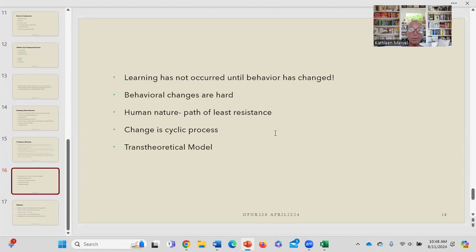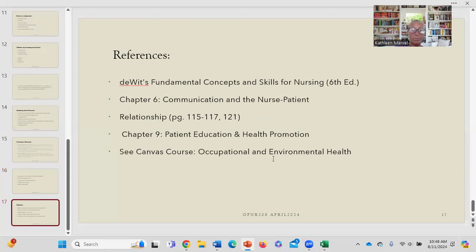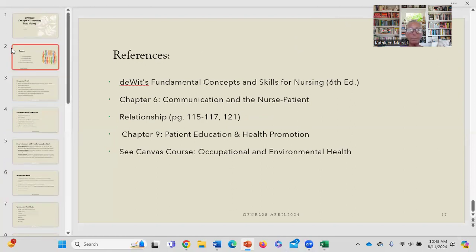And some important tips about education. Learning really has not occurred until the behaviors changed. We know the behavior changes are hard. We, as humans, like to take the path of least resistance. Change is a cyclic process. It's hard to change behavior. But we as nurses play a really important role in that. Patient education is one of our biggest roles.